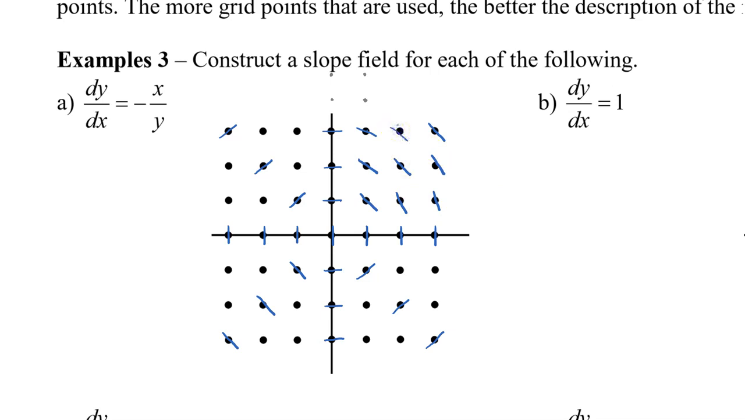So what's happening is that you can see that this is getting steeper as we move over more and more to the right. And let's see what happens in this bottom quadrant down here. So we have 2 and -1 as our point. So we plug in 2 and -1. So we have a positive slope of 2.